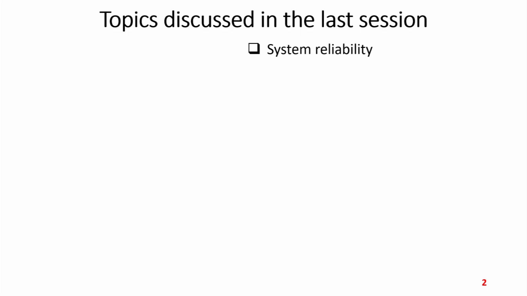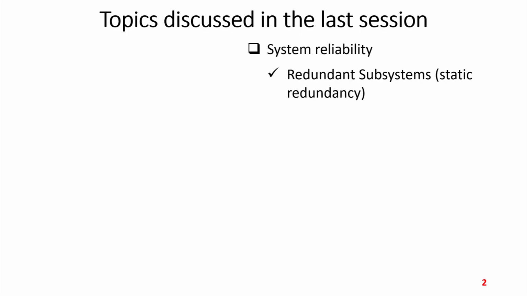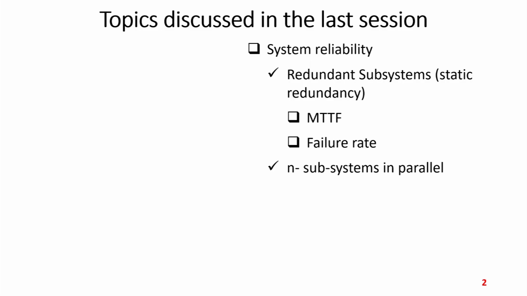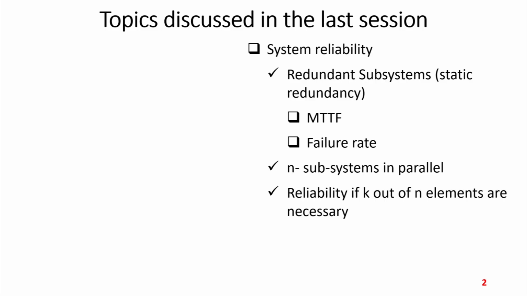In the last session, we discussed the system reliability considering redundant subsystems, or what we called static redundancy, and we derived an expression for mean time to failure, then failure rate, and we considered it in general, that is, n subsystems in parallel. And we also just started to discuss, but could not finish that one.